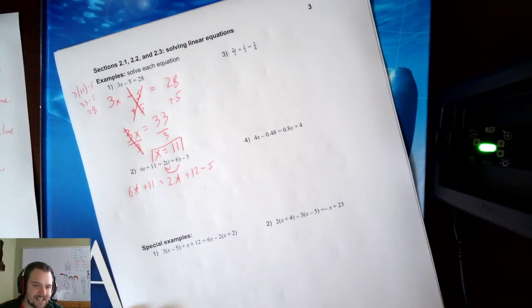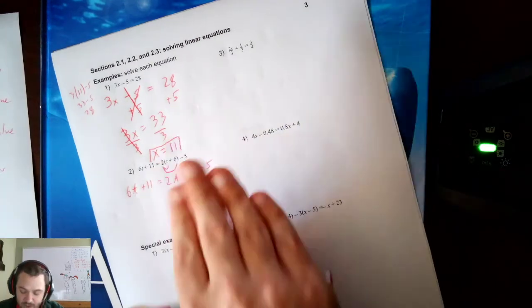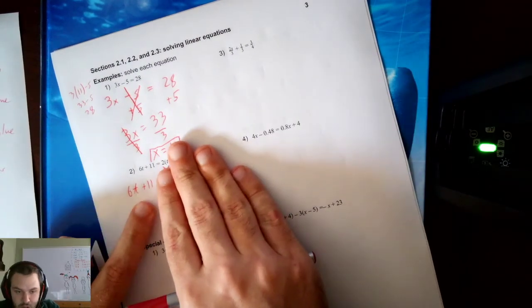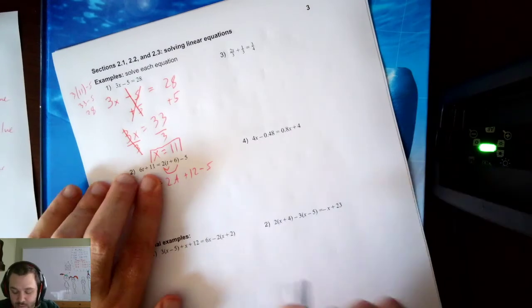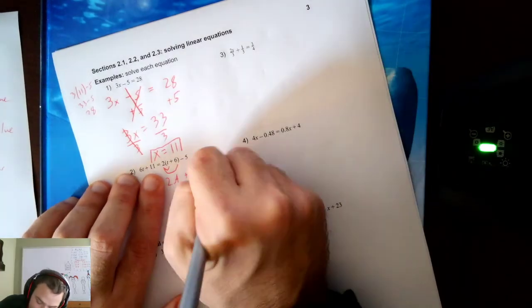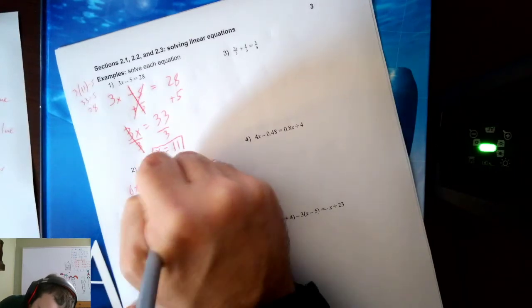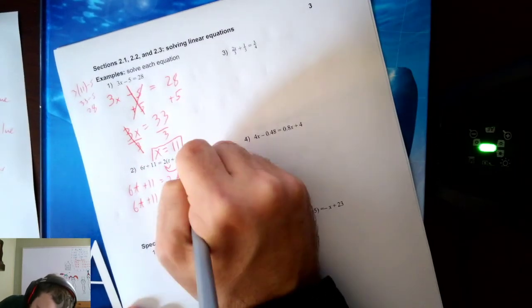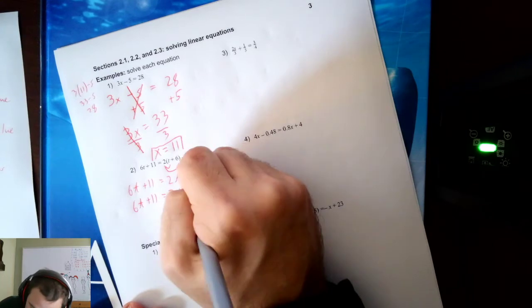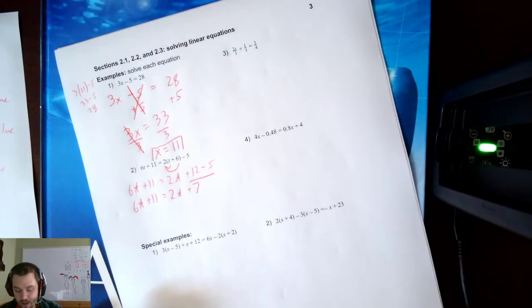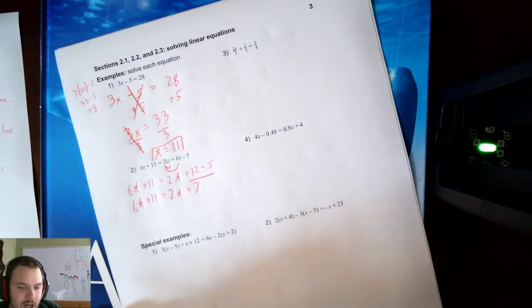On step 3, it says combine like terms on the right. Or sorry, on the left. No like terms on the left. Looking at the right, these are like terms. I'm going to combine them. 6t plus 11 equals 2t plus 12 and minus 5 is plus 7. Now I'm ready to start moving stuff around.